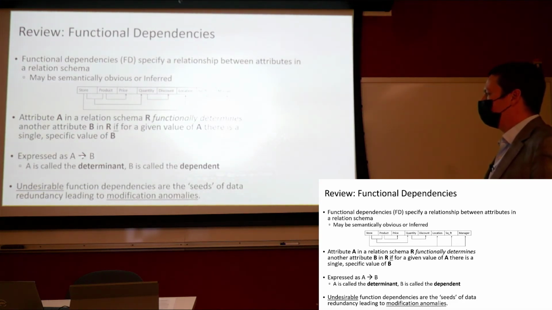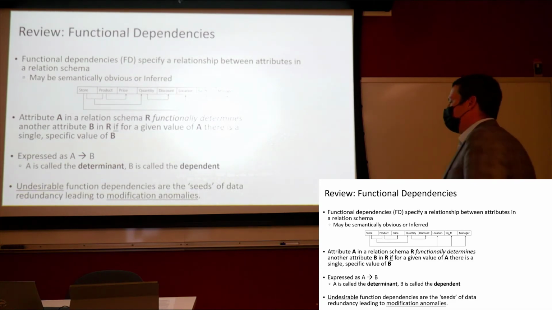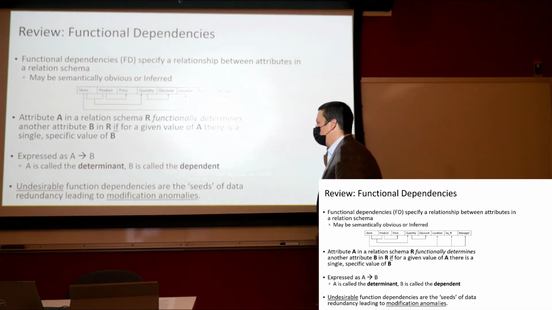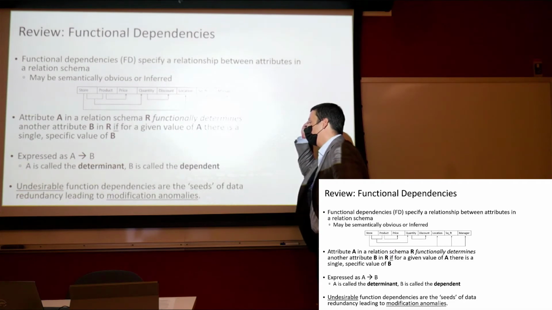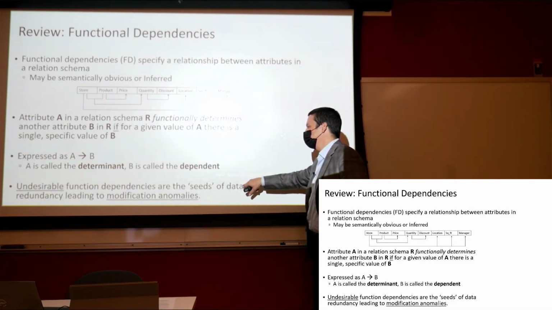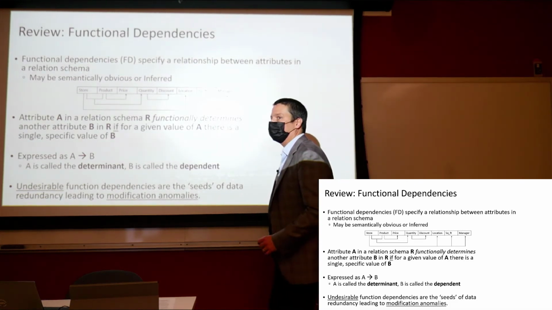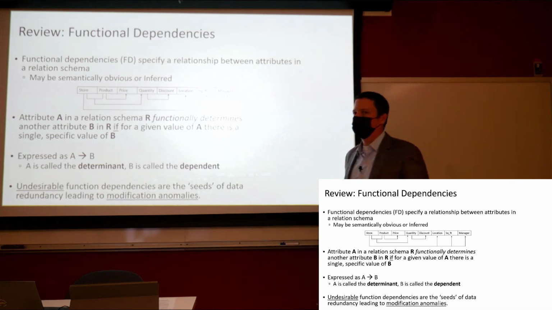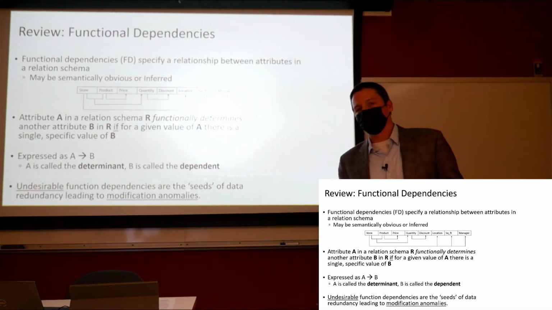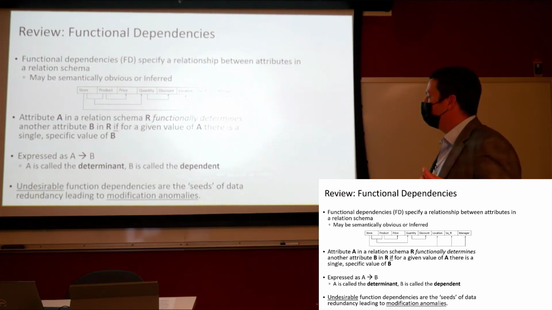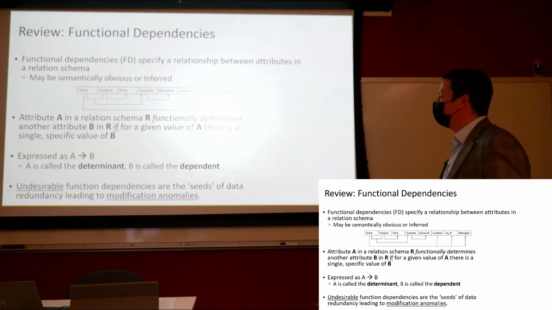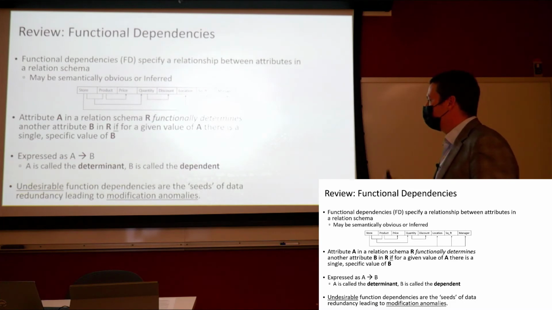Determinant functionally determines your dependent. And anytime we have undesirable functional dependencies, and that's when the determinant is not a candidate key in the relation, that is what is going to lead to data redundancy and ultimately modification anomalies. And we had examples in class of where data redundancy leads to problems with inserting data, updating data, and deleting data.